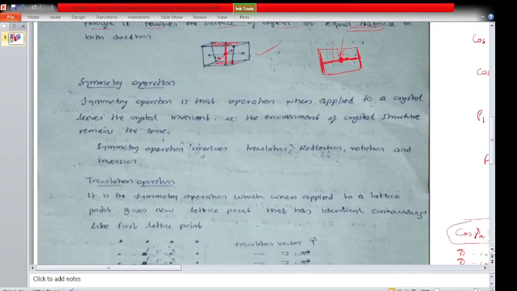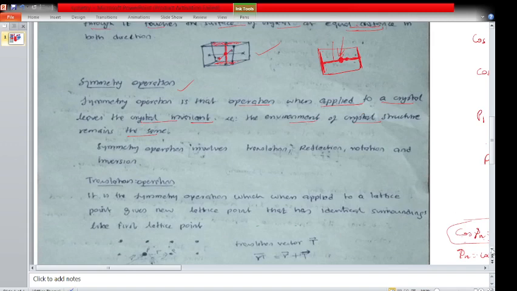And now we'll go to the symmetry operation. Symmetry operations are operations which, when applied to a crystal, leave the crystal invariant. That is, the environment of the crystal structure remains the same. So if you do any operation and the environment of the crystal remains the same after the operation, then we call it a symmetry operation.